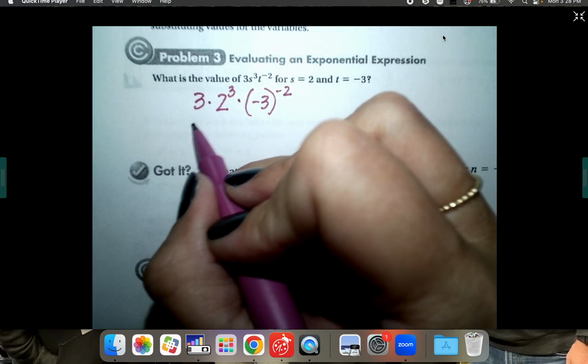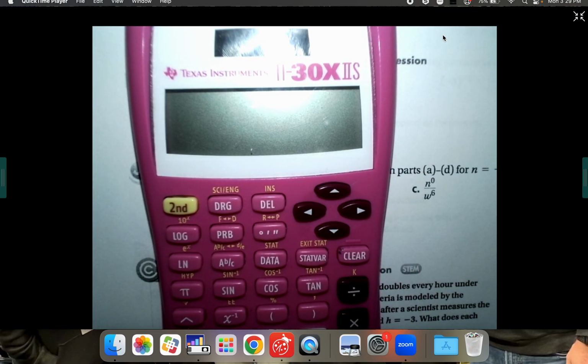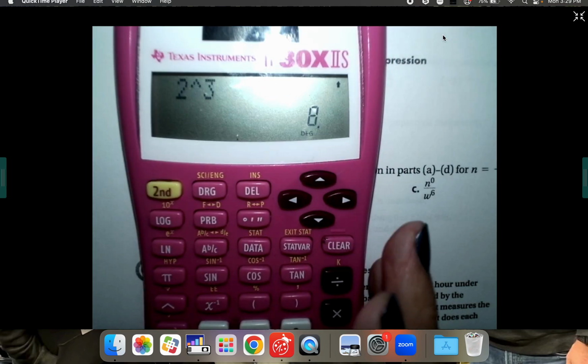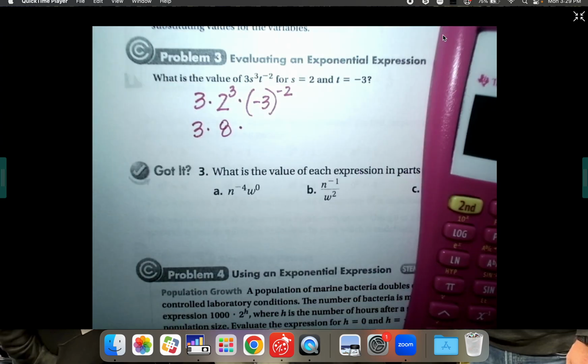3 I'm just going to break down as just 3. 2 to the third, I'm going to go ahead and use my calculator and say 2 to the third power is 8. And then I'm going to use my calculator, and don't forget your parentheses. It will give you the wrong answer if you do not use parentheses.